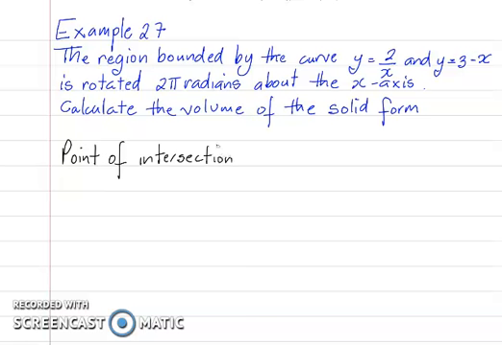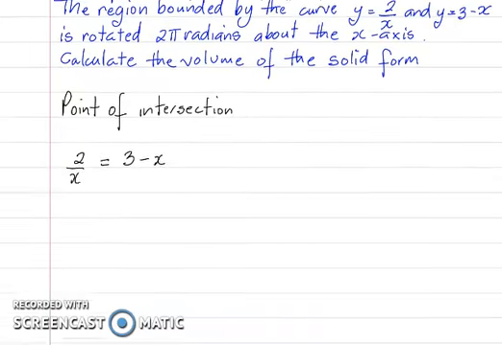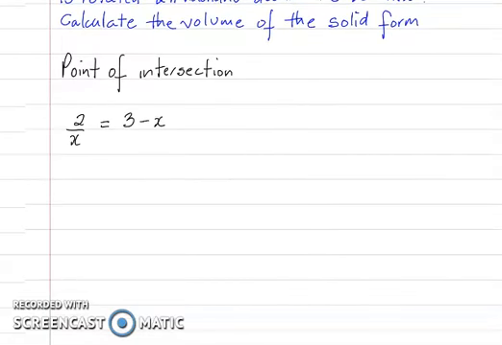All right, so the point of intersection is common to intersecting graphs. So therefore, at the point of intersection, x and y for both graphs are equal. So at the point of intersection, y for one graph, which is 2 over x, is equal to y for the other graph, which is 3 minus x. So these two things being equal only occurs at the point of intersection. If I multiply the entire equation by x, I'm going to get 2 is equal to 3x minus x squared.